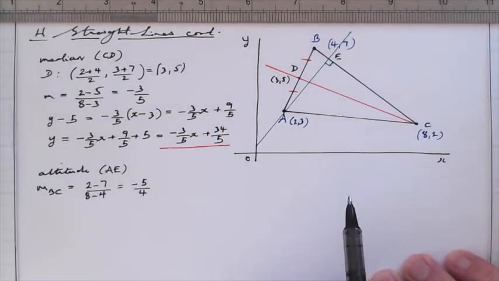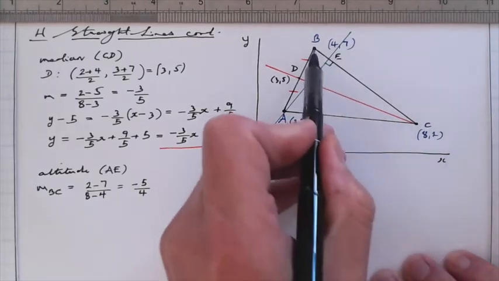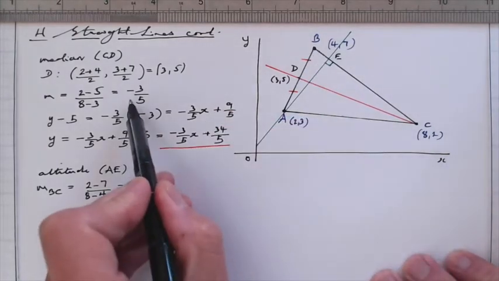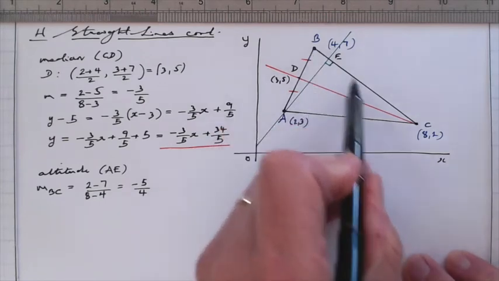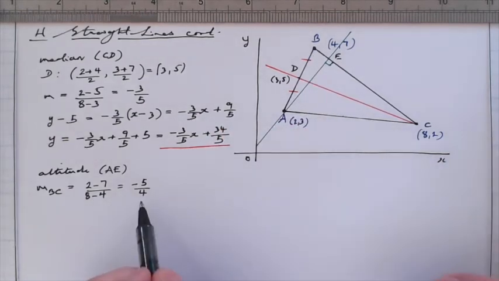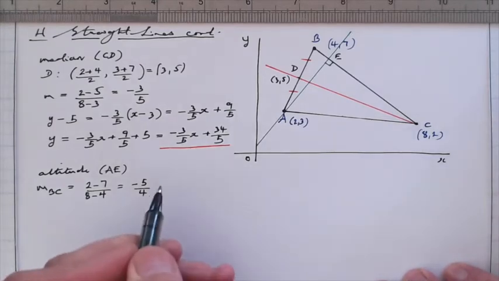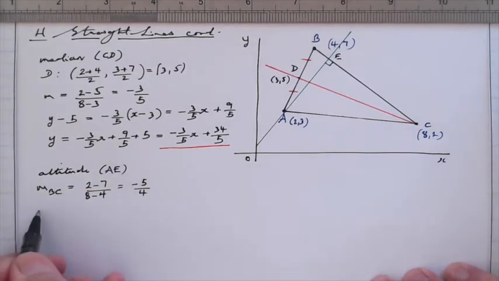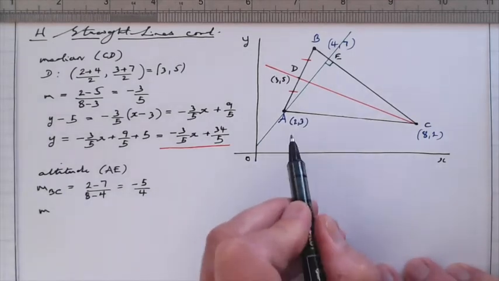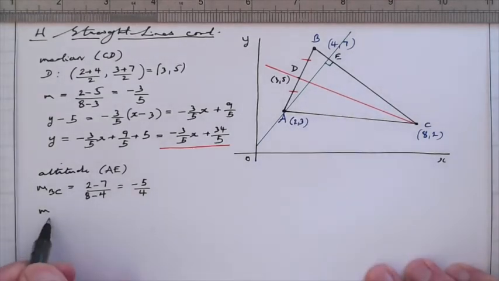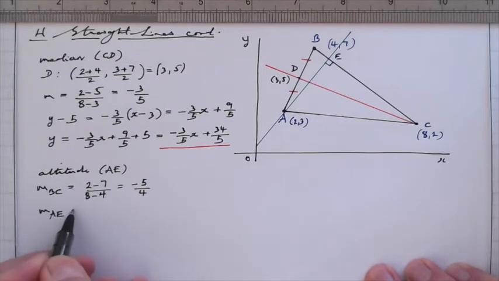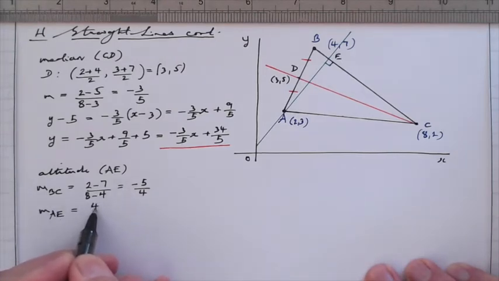Reality check, yes, that looks okay. It's negative, it's bigger than -3/5, which it should be. So yeah, I say bigger in magnitude. So that's fine. Therefore, we can immediately say that the slope of the line that we're interested in, which is AE, is going to be 4/5.